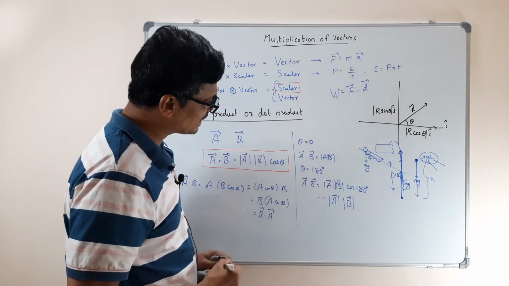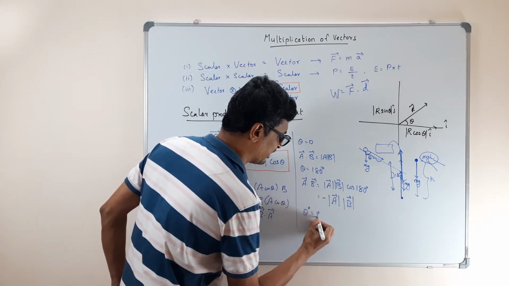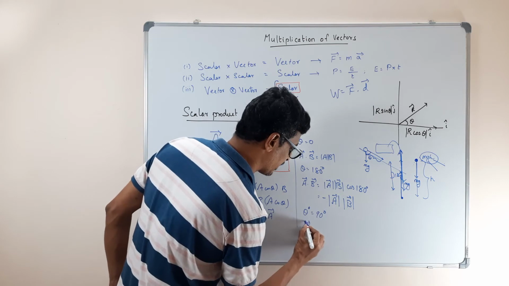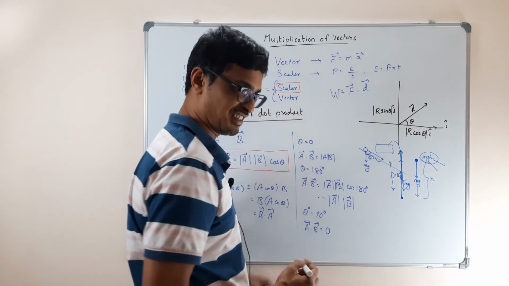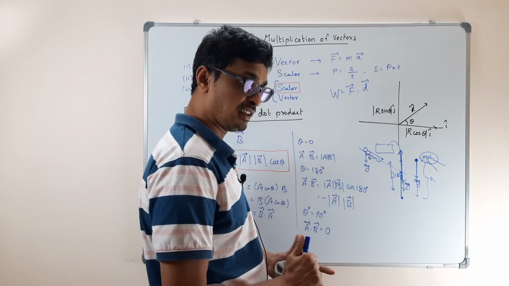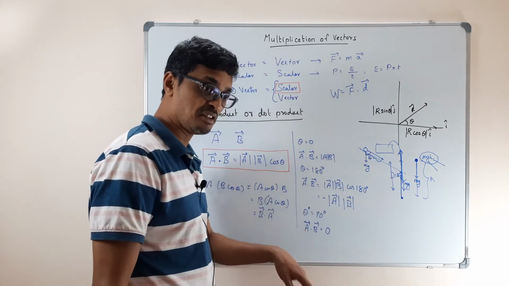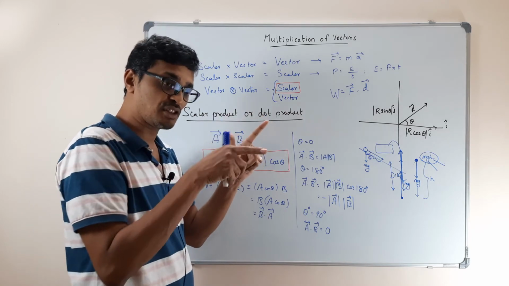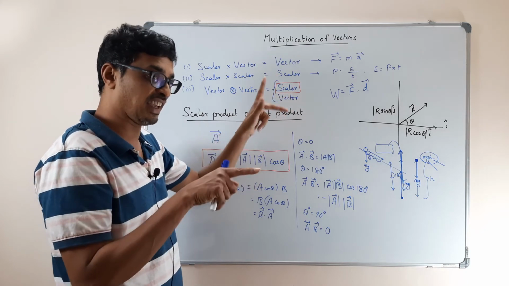So now tell me, if theta equals 90 degrees, what is cos 90 degrees? Tell me. 0. In that case, what happened? A dot B will be 0, because of cos 90. And this happens. Now, the left hand rule is different. In Fleming's left hand rule, the resultant is also a vector, but here we are looking at products that are scalar. We are not looking into that. That's the second case. We are looking into the first case where the product will be a scalar.